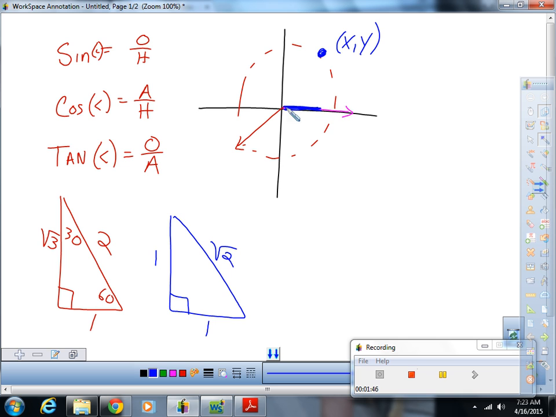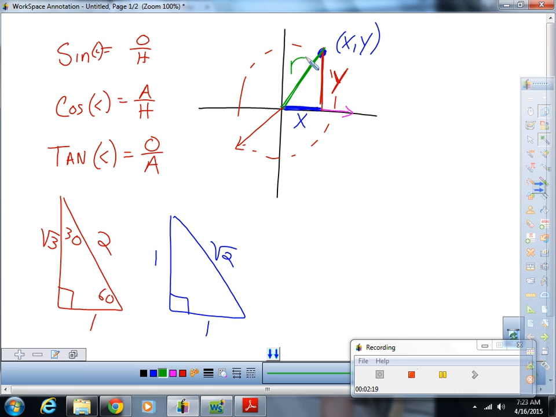What does this blue horizontal segment represent? That would represent x. That's how far to the right we went. Okay? And what would this red vertical line then represent? That would be y. Now, does anyone have a guess what we're going to call the green line? H would be a great guess, but we're not. We're going to call it r.